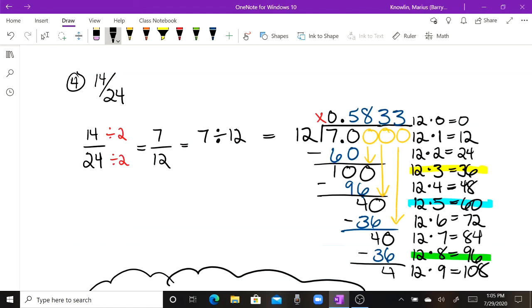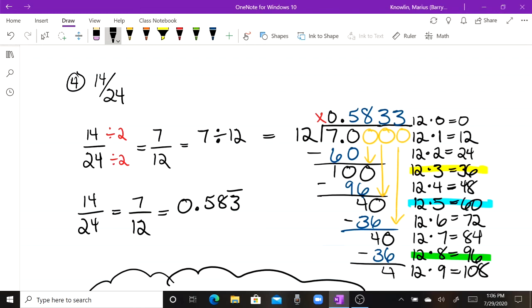So when we rewrite this, we're going to say 14 divided by 24 reduces to 7 divided by 12, which as a decimal is 0.583 with the 3, just the 3 repeating. The 3 is the only thing that's repeating, so we keep our line over our 3.